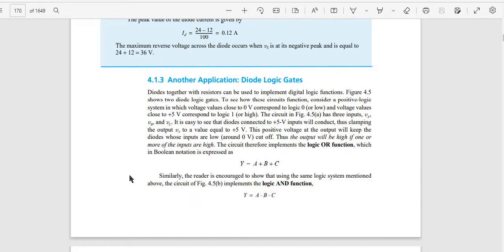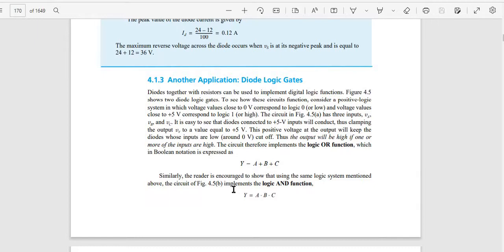The circuit in figure 4.5a has three inputs VA, VB and VC. It is easy to see that the diodes connected to plus 5 volt input will conduct, thus clamping the output Vy to a value equal to plus 5 volt. This positive voltage at the output will keep the diodes whose inputs are low, around 0 volt, cut off. Thus, the output will be high if one or more of the inputs are high.